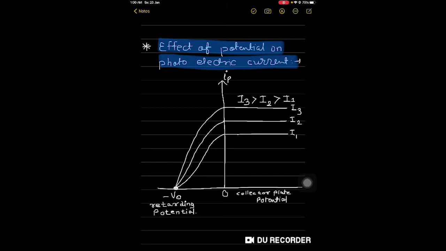Now, as shown graphically in the figure here, we can say that for a given frequency of incident radiation, the stopping potential is independent of intensity. In other words, the maximum kinetic energy of photoelectrons depends on the light source and the emitter plate material, but is independent of the intensity of incident radiation. So this is the effect of potential on the photoelectric current.